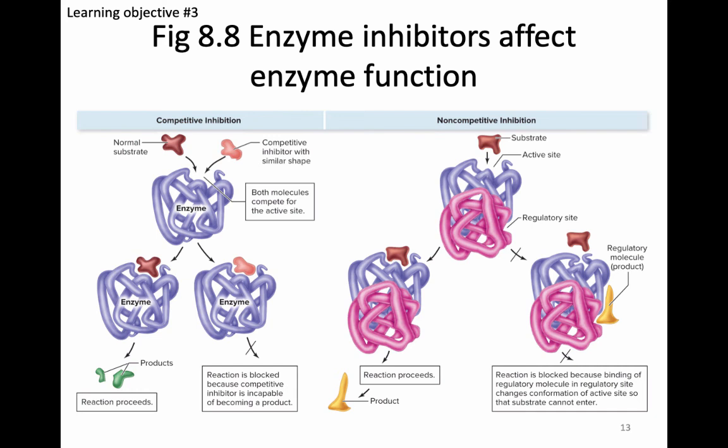In this example, the product of the reaction is the non-competitive inhibitor. So if a lot of product is formed in this particular reaction, the cell may not require any more product, so it wants to shut down the reaction. So the product will bind at the regulatory site, thereby altering the active site of the enzyme, and the substrate won't bind and the reaction is blocked.